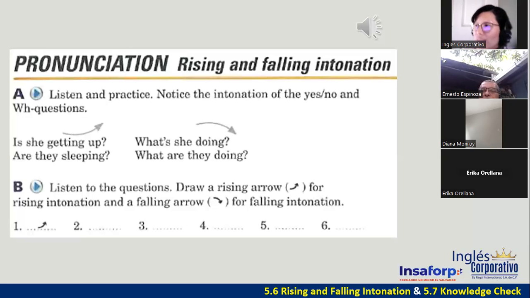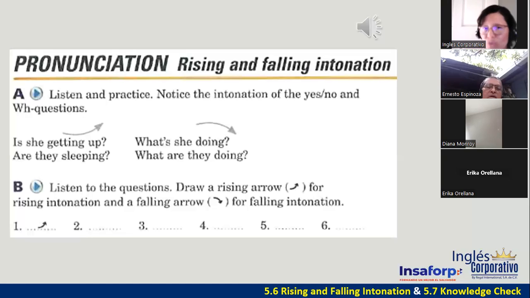Okay? Now, these examples are related to the conversation. But, bueno, no solo lo de la conversación, sino que del tema en sí. Here we have four sentences, right? Is she getting up? Are they sleeping? Right? Listen how the intonation goes up, right? Is she getting up? Are they sleeping? And then with the WH question, something happens. The intonation falls, right? So I say, what's she doing? What are they doing? Right?